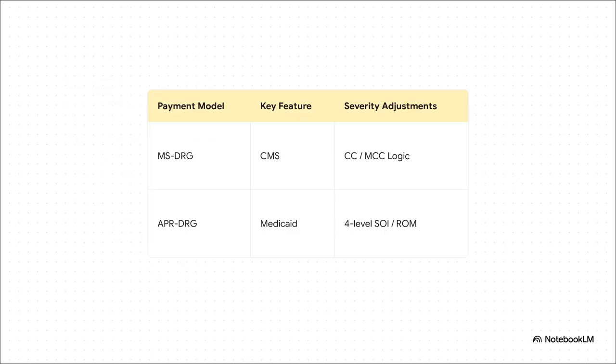Now, understanding this cross-continuum payment integration is absolutely vital. Medicare's MS-DRG system relies heavily on complications and major complications to adjust your base rate. But if you look at state Medicaid programs, they often pivot to the IPDRG system, which uses a 4-level scale for severity of illness and risk of mortality. We're connecting a lot of dots here. Knowing exactly which sandbox you are playing in completely dictates your audit strategy.